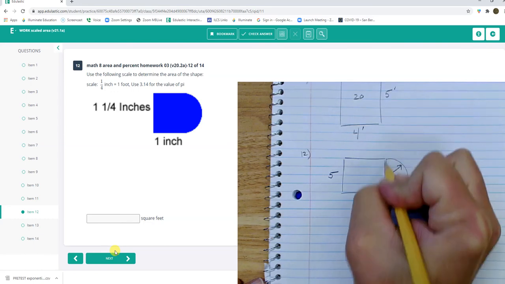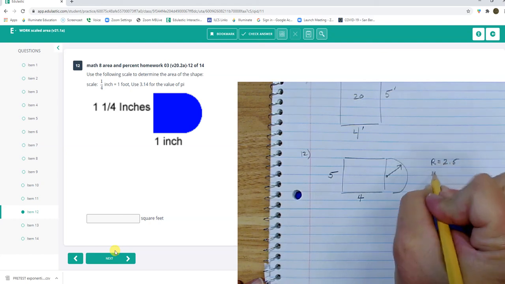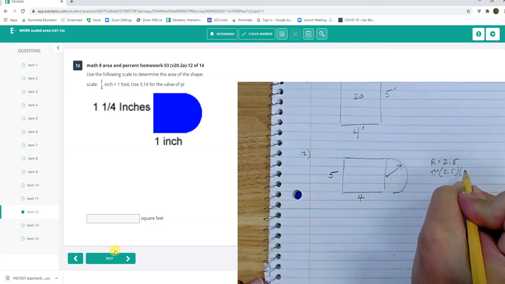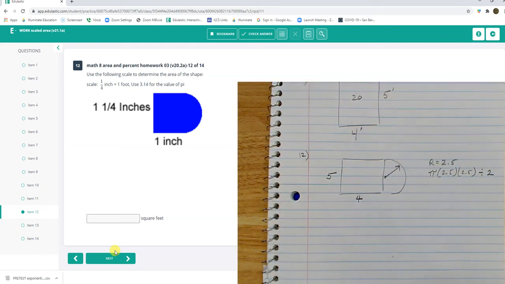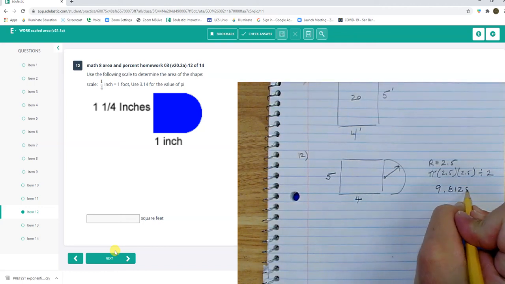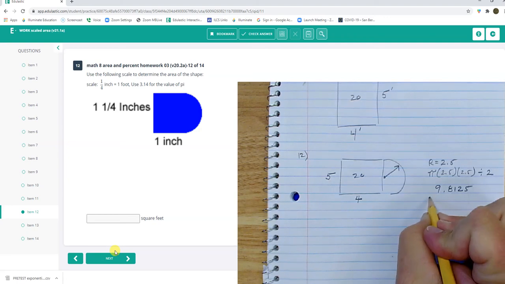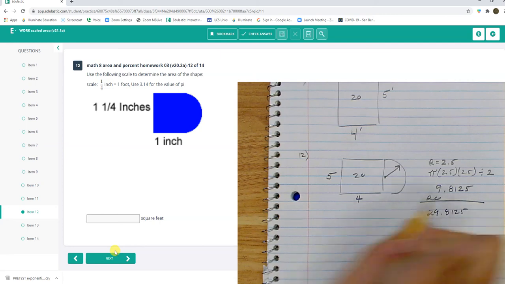Now the circle, well, we know the diameter of the circle is 5. So the radius of the circle is 2.5. So let's go pi r squared, and then we'll divide that by 2 because we only want half of a circle. So 3.14 times 2.5 squared. Does it say any rounding? Nope, so I'm not going to round it. 9.8125 plus that 20, so 29.8125.